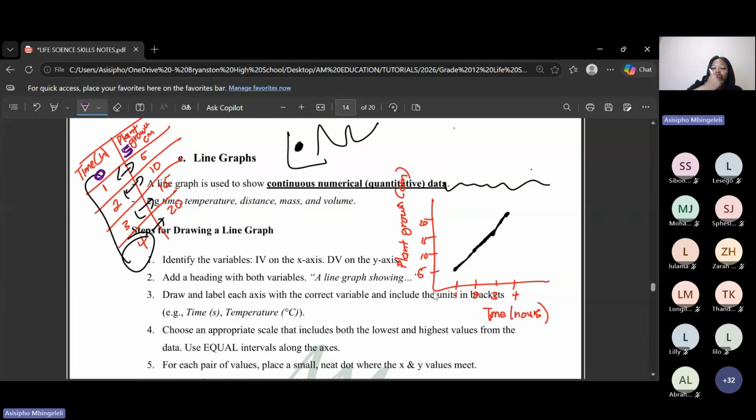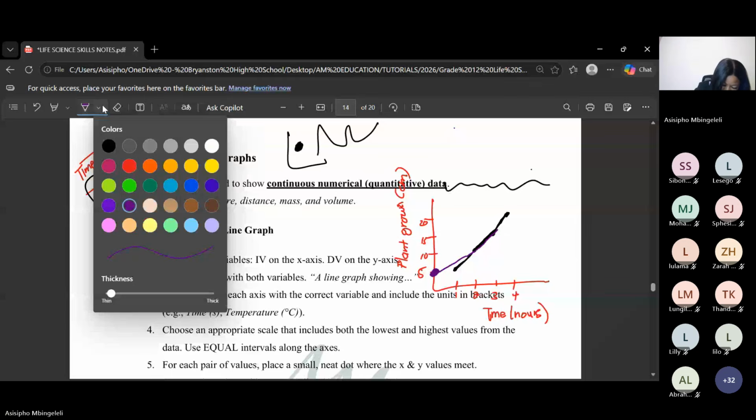So in the second example where I'm using a purple, the time is 0. 0 is here. And the plant growth height is 5. So that means my graph would start here. This is where my first dot would be. And then I join, right? I'm going to use a different color. My different color now is for blue.